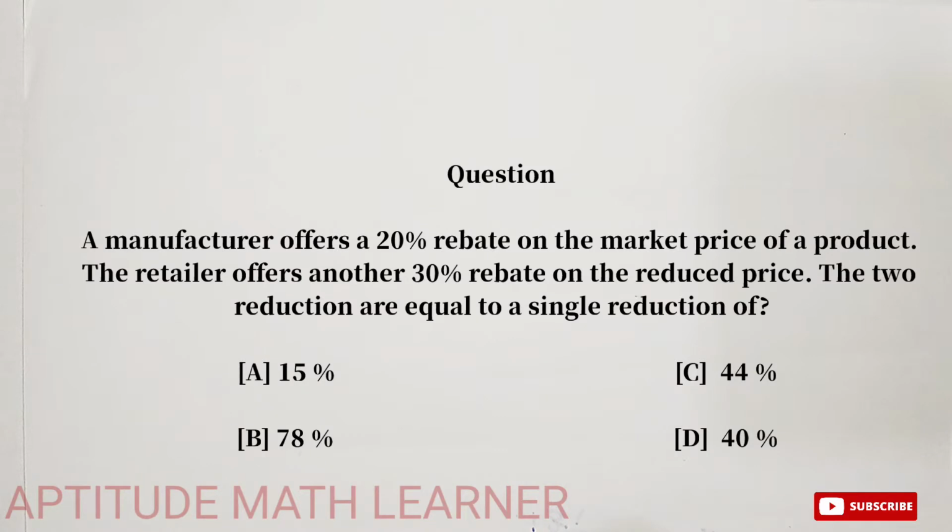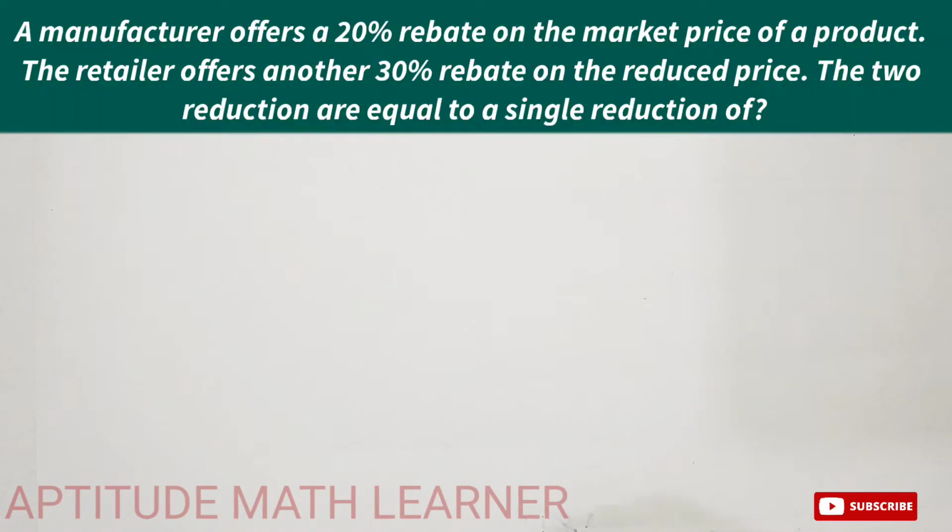And the question today is: a manufacturer offers a 20% rebate on the market price of a product. The retailer offers another 30% rebate on the reduced price. The two reductions are equal to a single reduction of what? So we have to find the two reductions which have been made on a product.